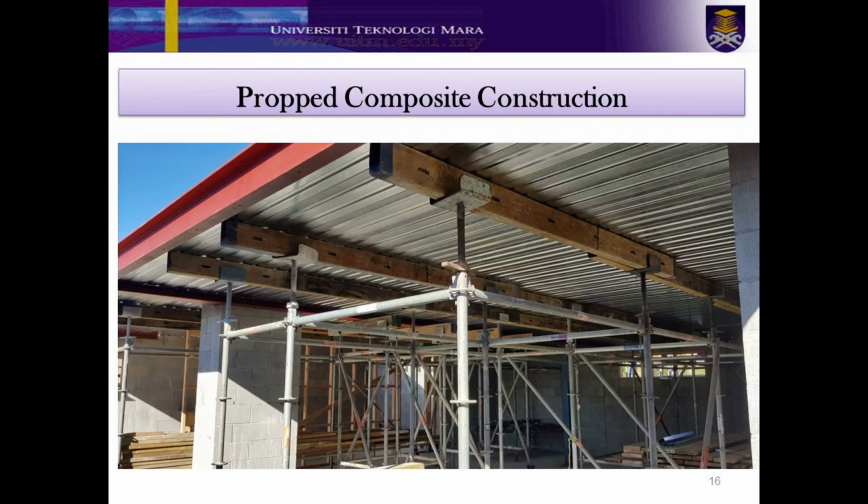This picture shows an example of propped composite construction. In the propped method, the prefabricated units remain supported on the props, even during the laying as well as curing of cast in situ concrete. Hence, when the props are removed, the whole unit, that is, the prefabricated and the cast in situ unit, will act as a monolithic unit strong enough to carry the dead load and the live load.